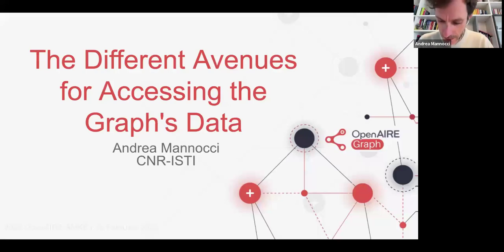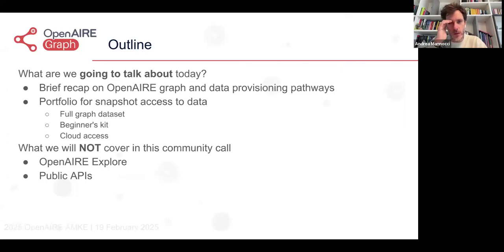Okay, so let's get started. In today's presentation, we are going to talk briefly about OpenAIRE, and I'll keep it simple just in case you're not familiar with our data. Then I will introduce the portfolio for snapshot access to data, namely the full graph dataset, the beginner's kit, and cloud access through BigQuery. Cloud access to the same set of data that you would get on the full graph dataset.